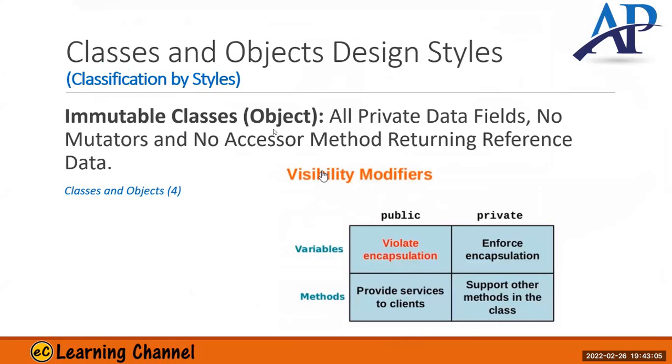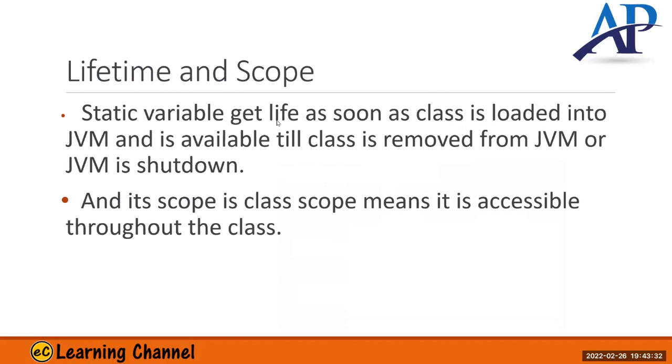Immutable object means a class that you do not allow the object to be changed. The String class is actually immutable. You can only create a new string, but you cannot change the content of the old string. We call it an immutable object. An immutable object has 3 rules: all private data fields, no mutator, and no accessor method returning a reference data type. These are the requirements for an immutable class.